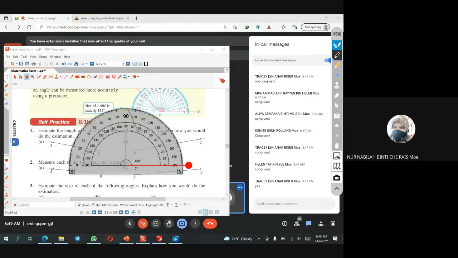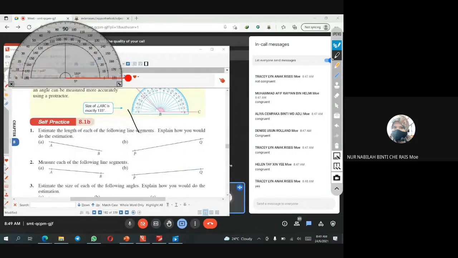Sorry, this is not an angle yet. For this you have to use a ruler. So this is your ruler. You want to measure, right? What is the answer you get for 2A? Can someone give me your answer? You measure 2A.